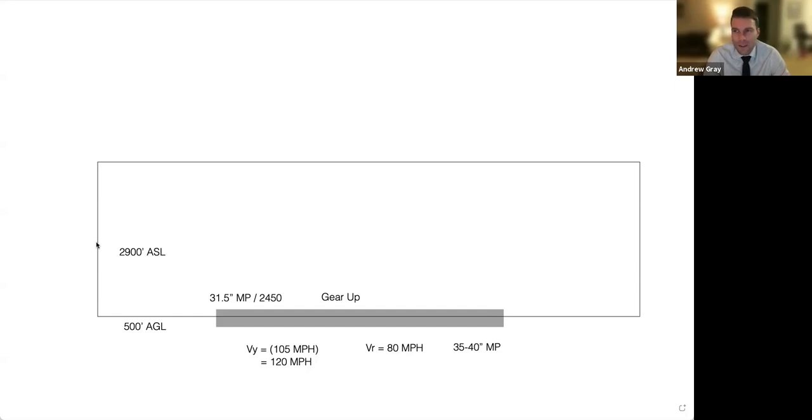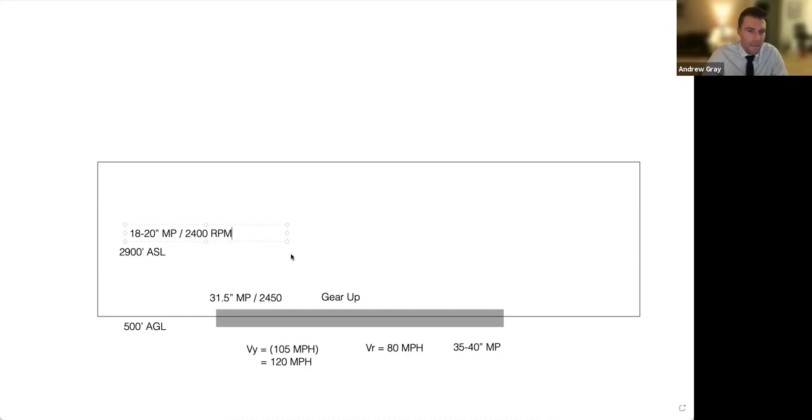Now, when you do level off the aircraft, obviously 31.5 inches manifold pressure and 2,450 RPM is going to be way too fast. That's a climb power. If you kept that power setting, the aircraft will accelerate very quickly into the yellow arc of the airspeed indicator, well above 160, 170 knots. Or 160, 170 miles per hour. So the cruise power setting that you'll use when you are in the circuit is anywhere from 18 to 20 inches manifold pressure, and the RPM will be 2,400.